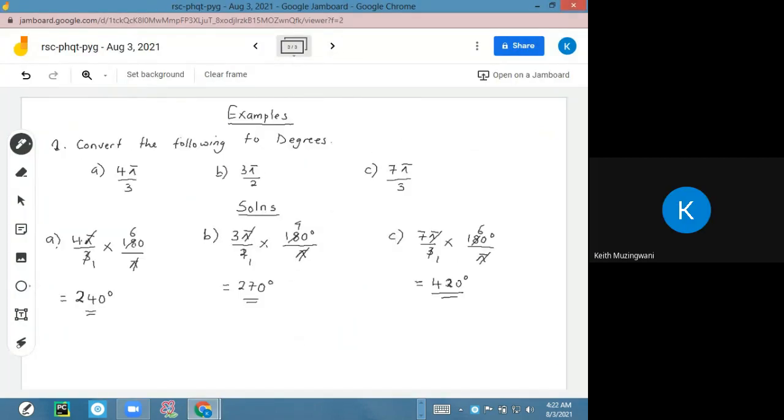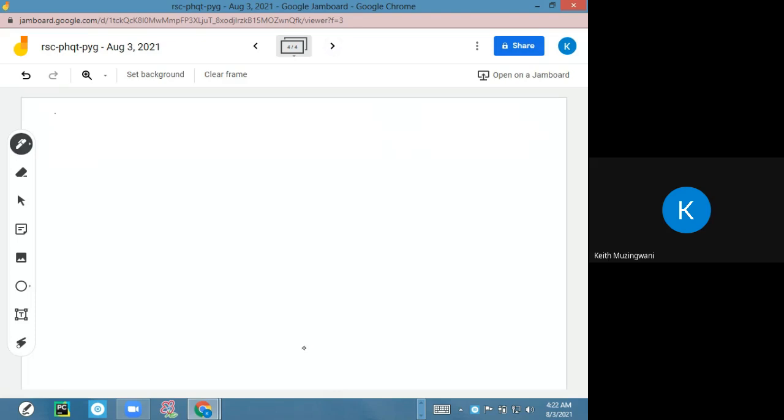So example 2, convert the following to radians. A, 30 degrees, B, 45 degrees, and C, negative 100 degrees.